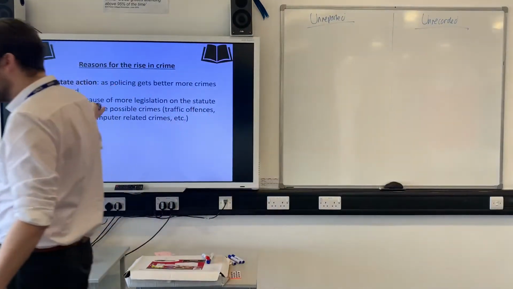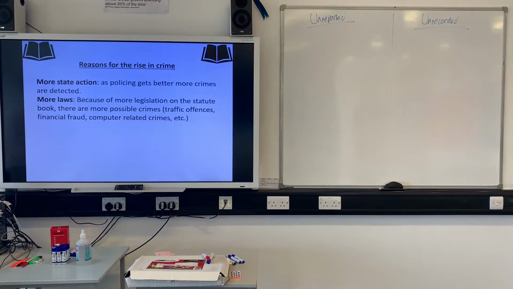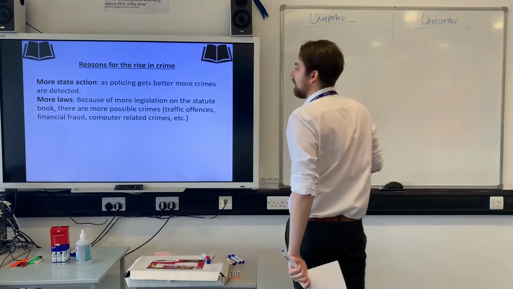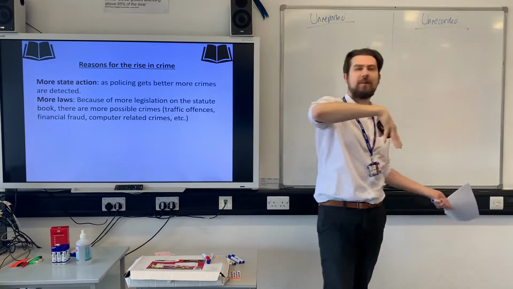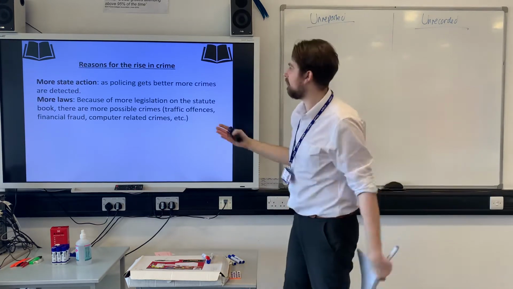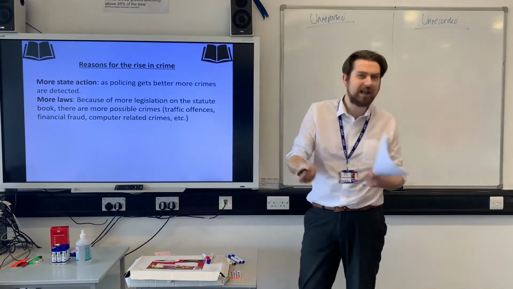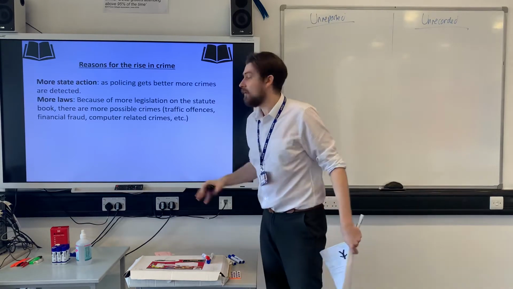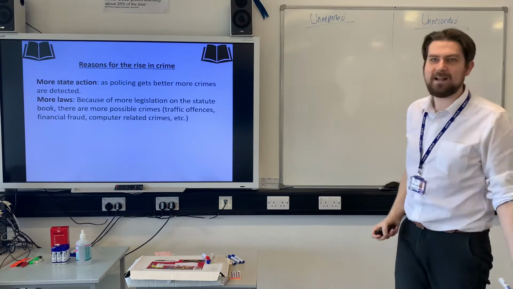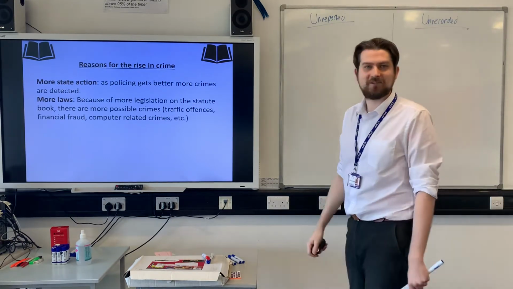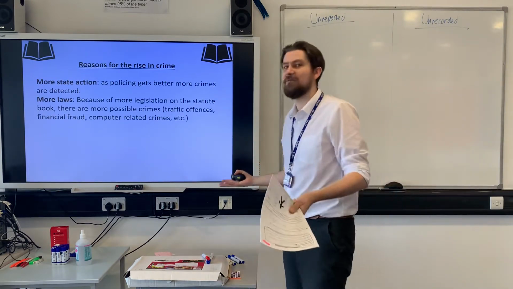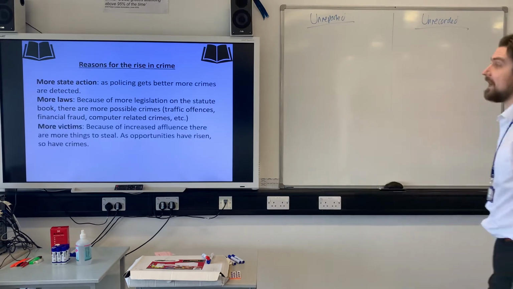Number 2, there is more legislation in place, so there are more ways you can break the law. Think about 100 years back. The crime rate's very different now, much higher than it was 100 years ago. Why? Well, we've got CCTV, DNA and fingerprints and stuff like that. But also, there's more crimes that you can commit now. 100 years ago, I couldn't be illegally streaming videos, boxing matches or UFC fights. Why? Well, I had no computer and no internet. So there's more crimes now.